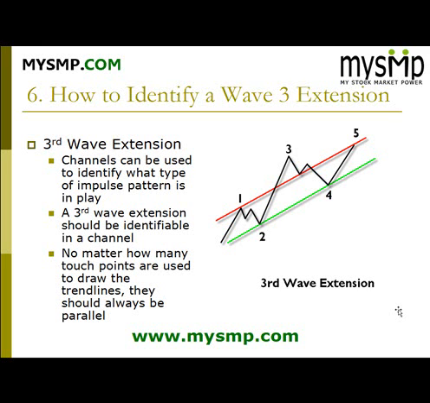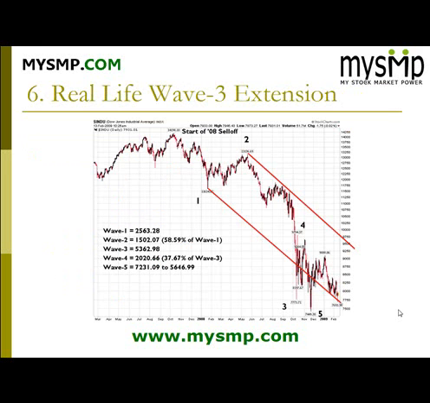But no matter how many touch points are used to draw the trend lines, there should be a parallel trend line or channel drawn. You see a lot of technicians or Elliottians draw these wedge formations, diamond formations, and while these may be applicable to other trading styles, within the wave 3 extension, you want to just keep it simple and have a channel, and you should be able to see the third wave come out of that channel at some point. Now, let's talk about a real life example of a wave 3 extension.